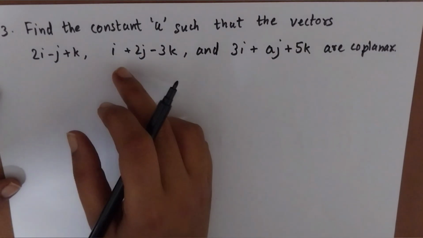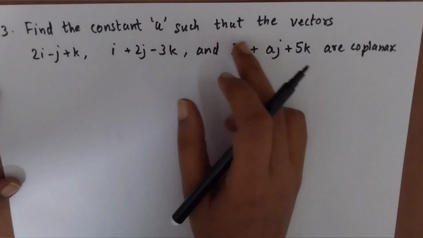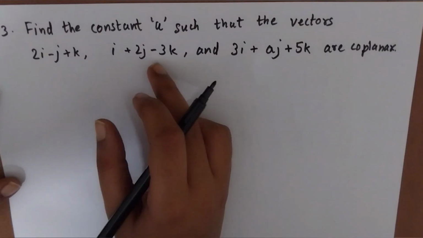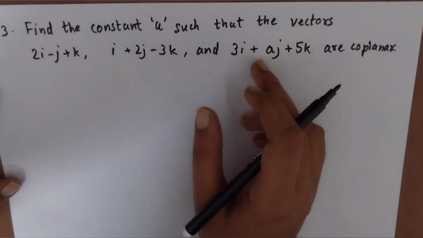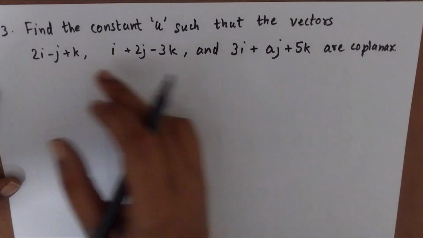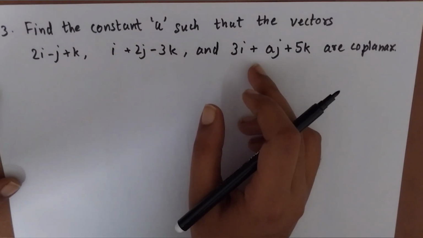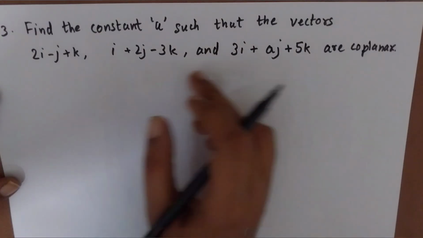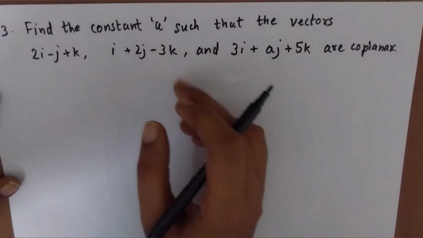Our third question is, find the constant a such that the vectors 2i minus j plus k, i plus 2j minus 3k and 3i plus aj plus 5k are coplanar. So in the question it's given that these 3 vectors are coplanar. That means the box product is equal to 0. So when you equate it to 0, you will get the value of a.